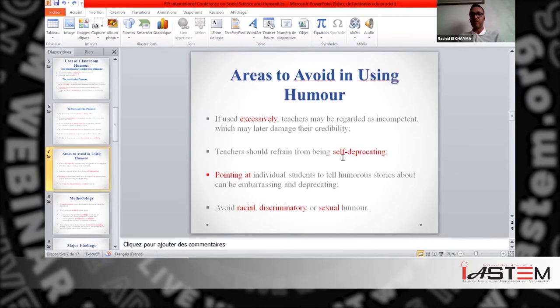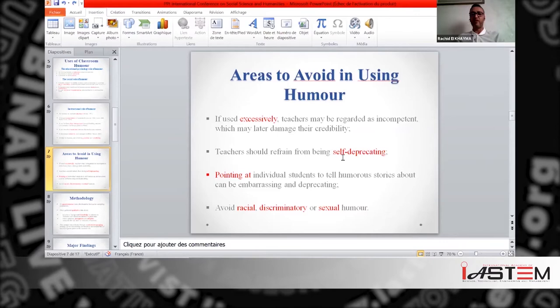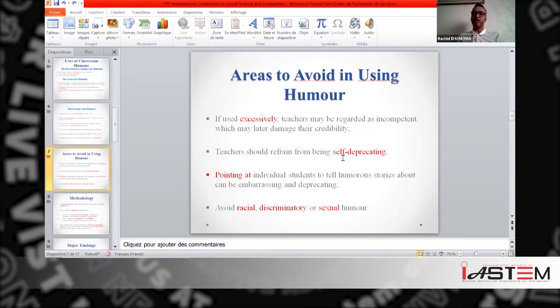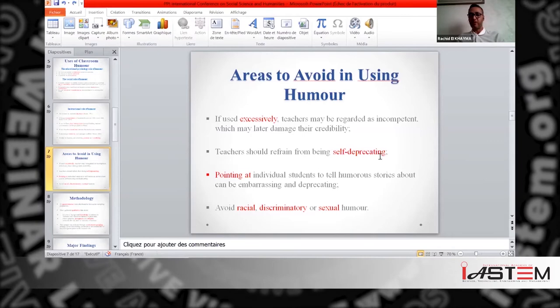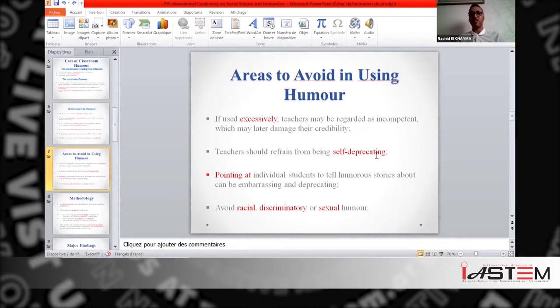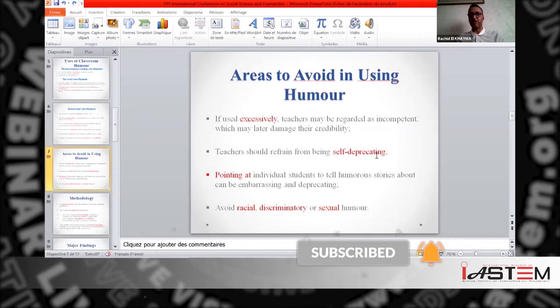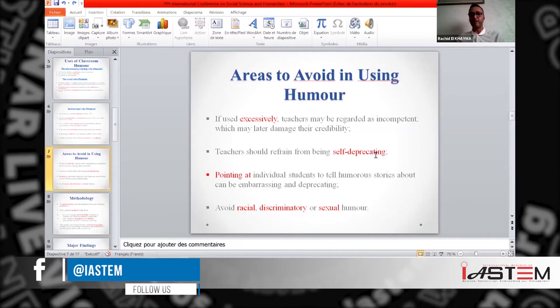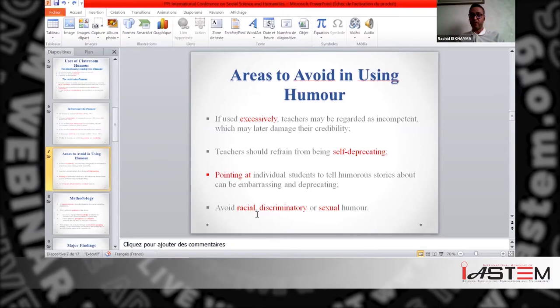So teachers should avoid making fun of students or teasing students. Teachers should also avoid being self-deprecating, making fun of themselves in the classroom in order to attract students' attention or create a humorous situation. This can be counterproductive because students might believe that the teachers are incompetent. And a dangerous type of humor that teachers should avoid is racial, discriminatory, or even sexual humor.